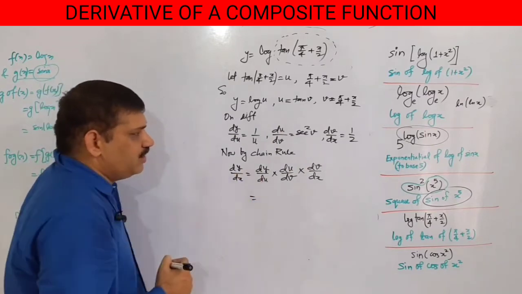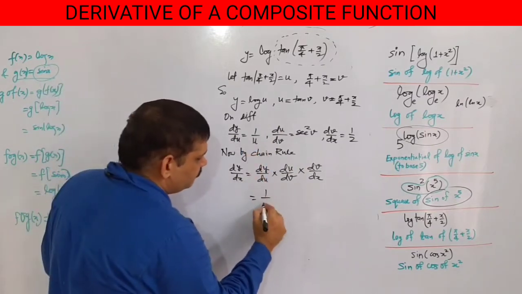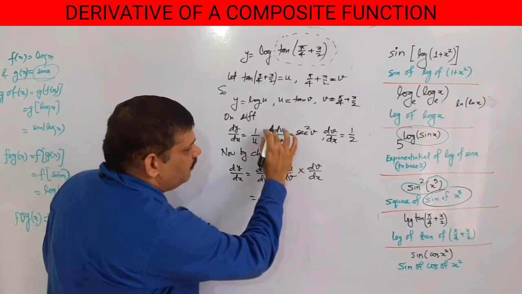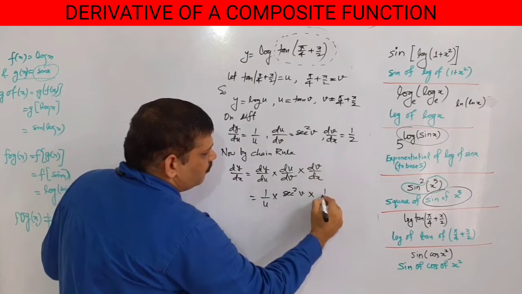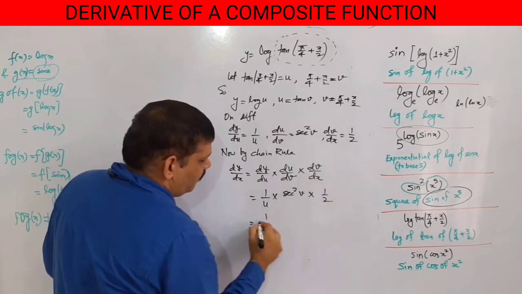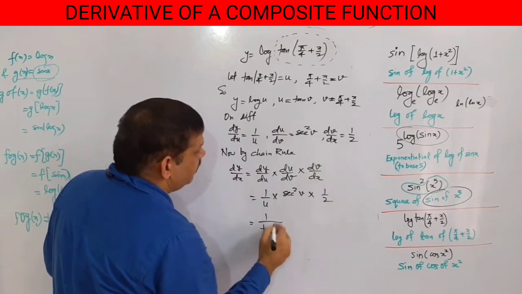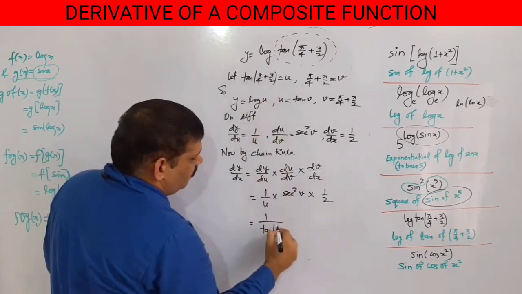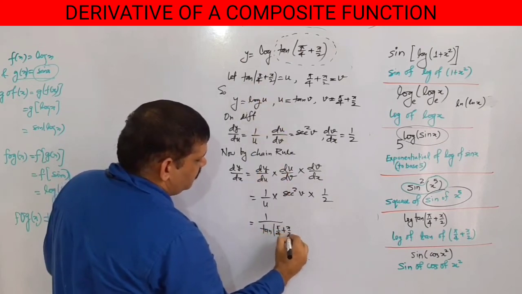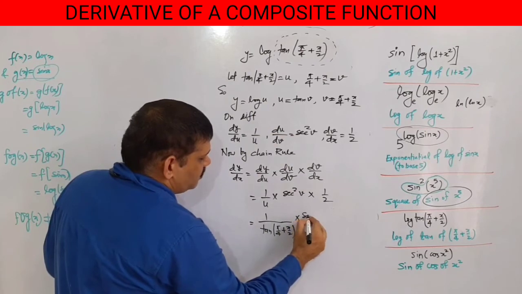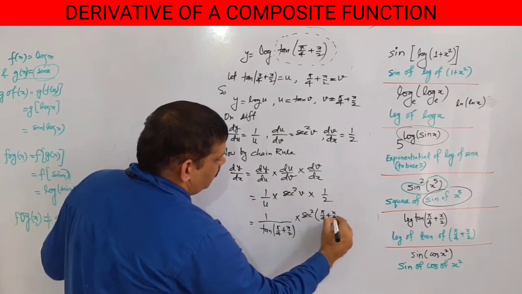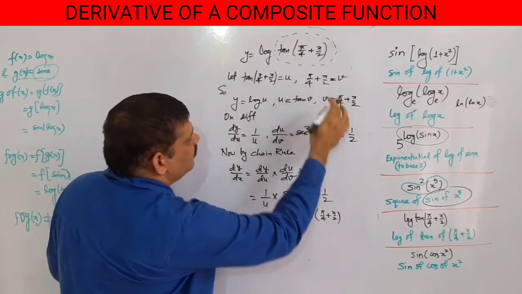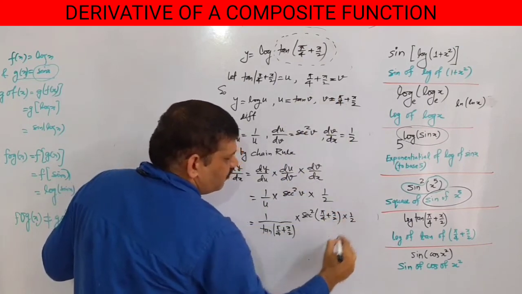Now this is dy by du. This is 1 upon u into derivative of u with respect to v, which is sec square v, into 1 upon 2. 1 upon u, u is tan of pi by 4 plus x by 2, into sec square v, where v is pi by 4 plus x by 2, into 1 by 2.